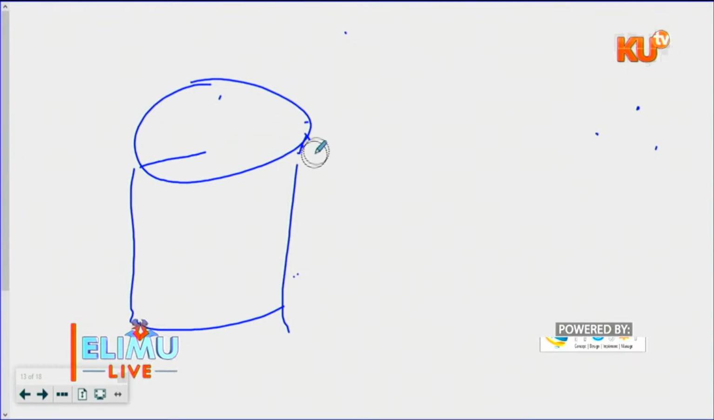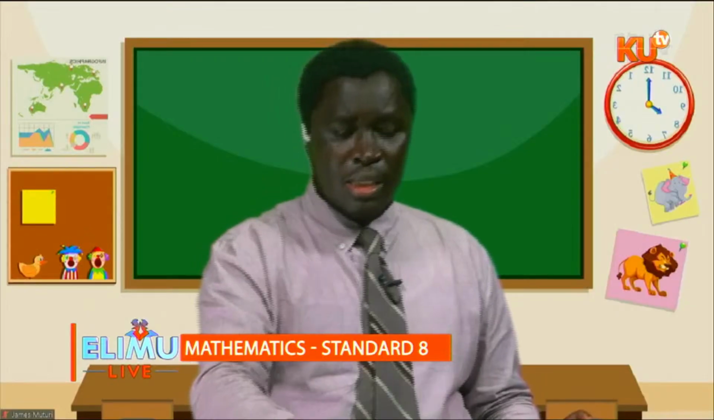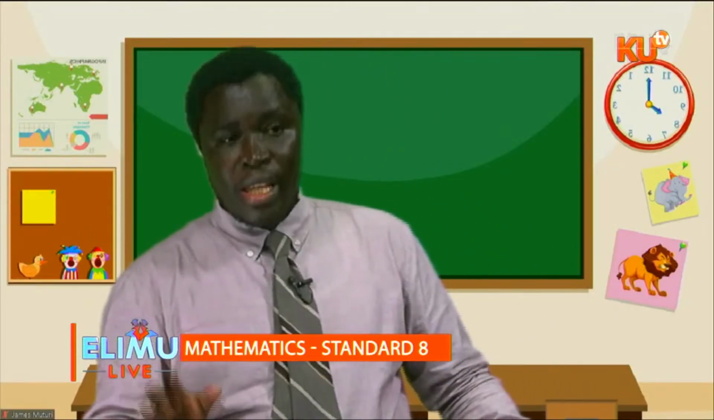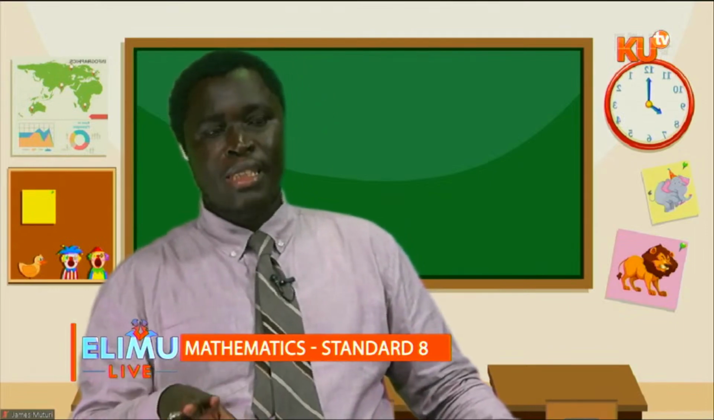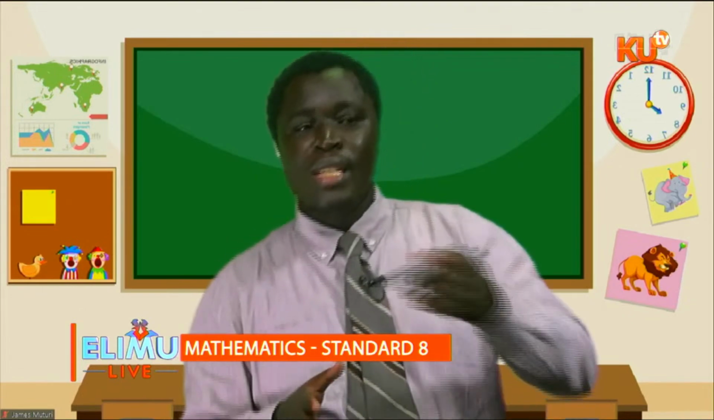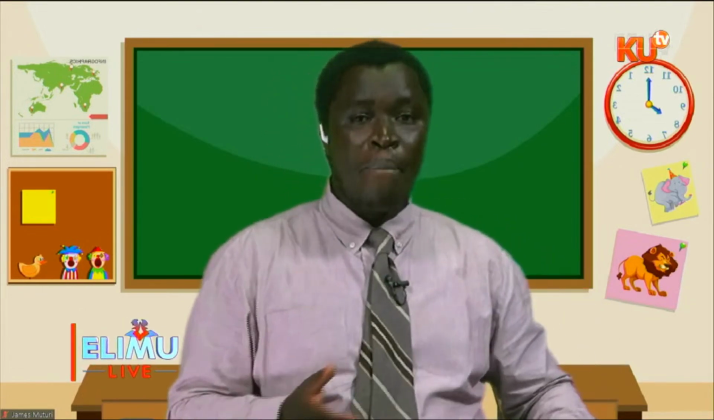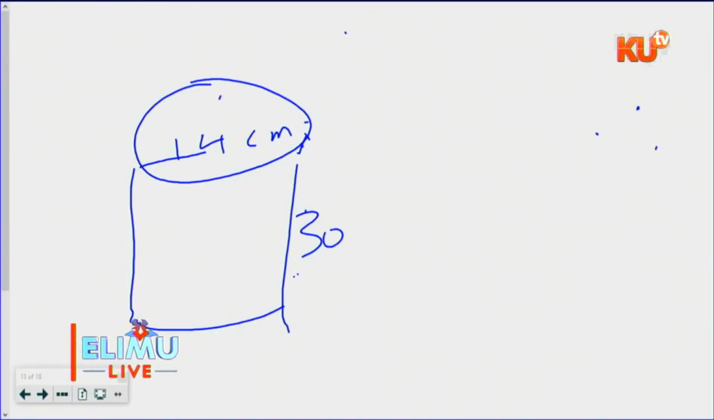The radius measuring 14 centimeters, and the height is 30 centimeters. So in this case, the question simply asks for the area that was painted white, excluding, meaning do not include the top and the bottom. It's only the curved part that was painted. Top and bottom, leave them. This is how we go about the question.